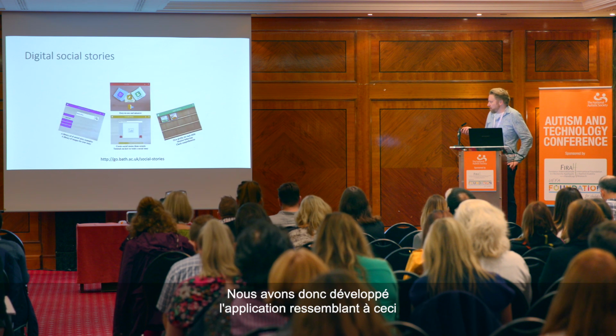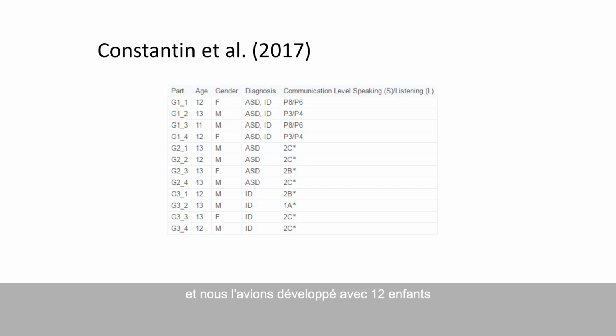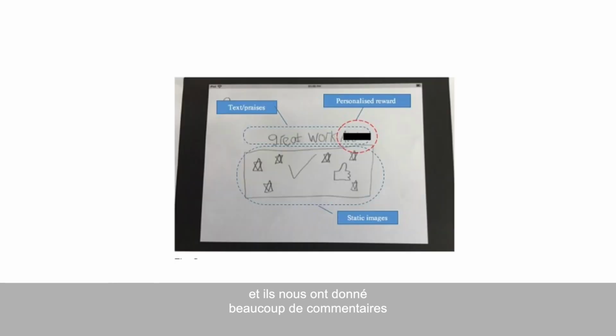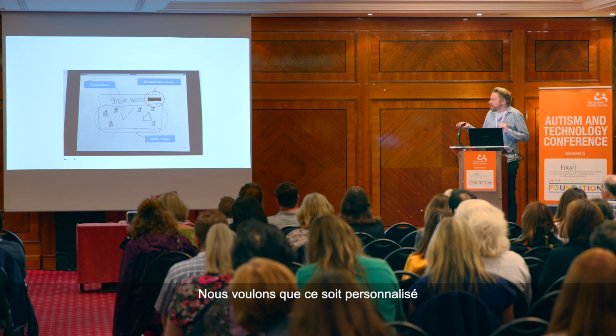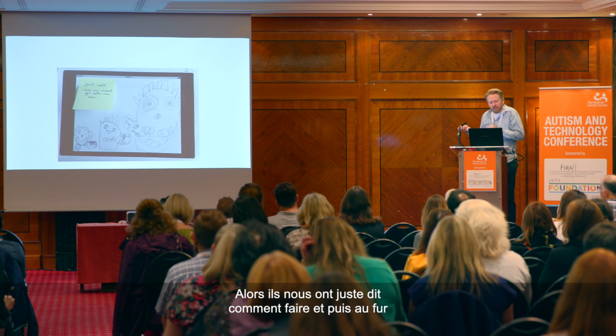So we developed the app that looks a little bit like this, and we were developing it with 12 children, and we were looking at those who also have intellectual disability to see if we could involve them, and we could. And they gave us lots of feedback. So some were autistic with learning disabilities, some just have intellectual disability. And they told us things like, if it says good work, we always want our name in there. We want it to be personalised. And this is the kind of thing we might want, a big tick if we're doing well. So they just told us how to make it, really.